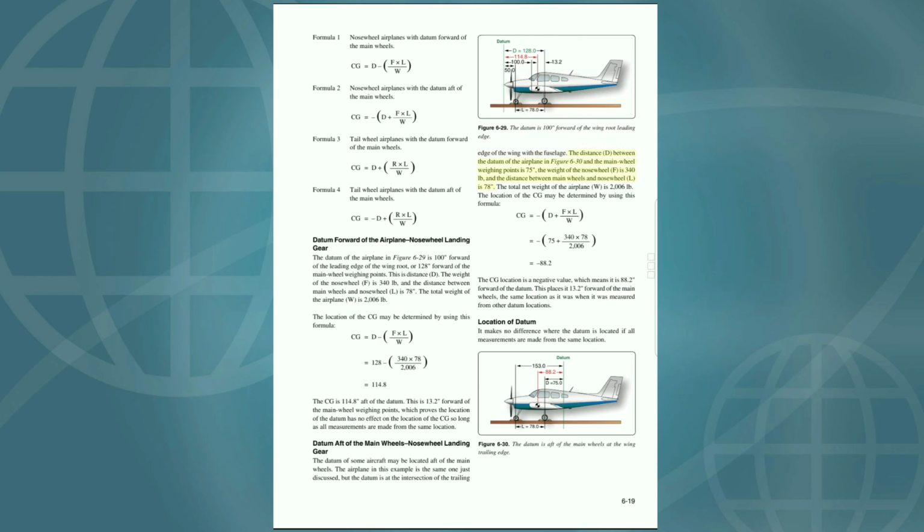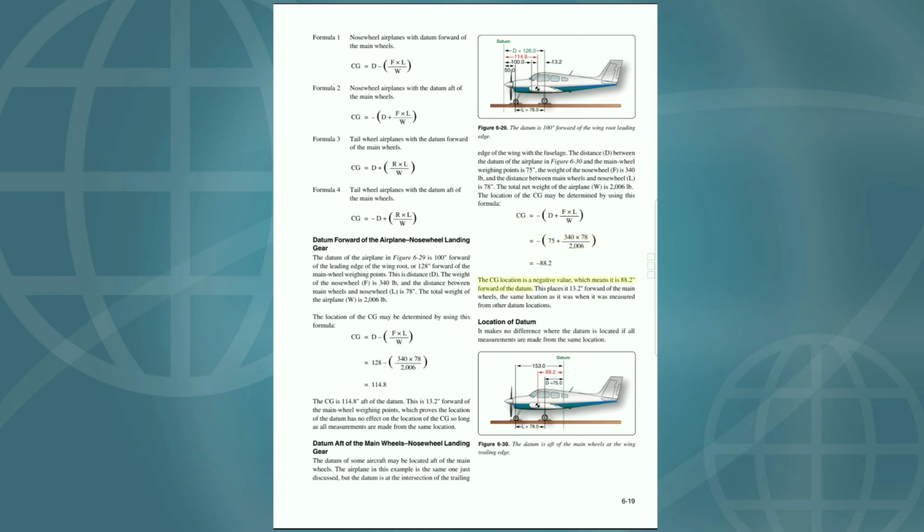The distance D between the datum of the airplane in figure 6-30 and the main wheel weighing points is 75. The weight of the nose wheel, F, is 340 pounds, and the distance between main wheels and nose wheel, L, is 78. The total net weight of the airplane, W, is 2,006 pounds. The location of the CG may be determined by using this formula. CG equals D minus F times L divided by W. 340 times 78 divided by 2,006 minus 75 equals minus 88.2.